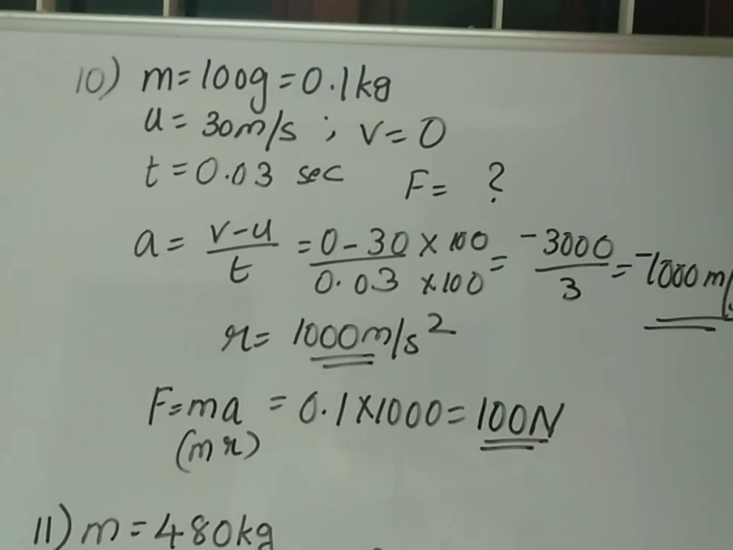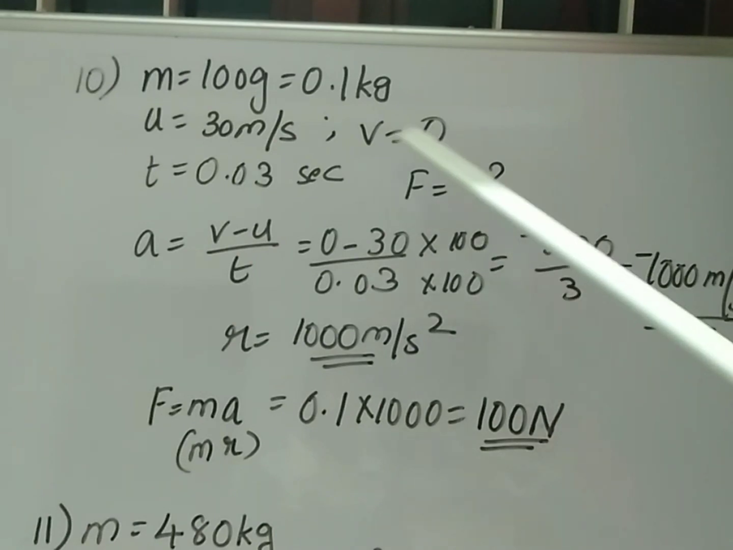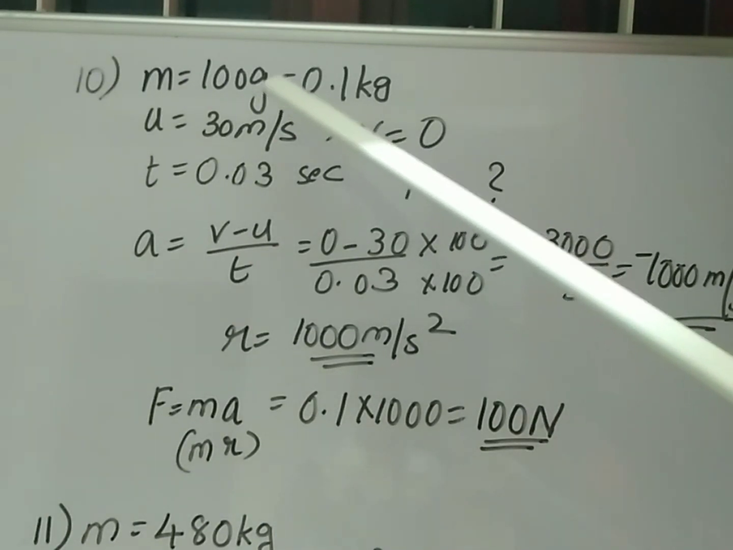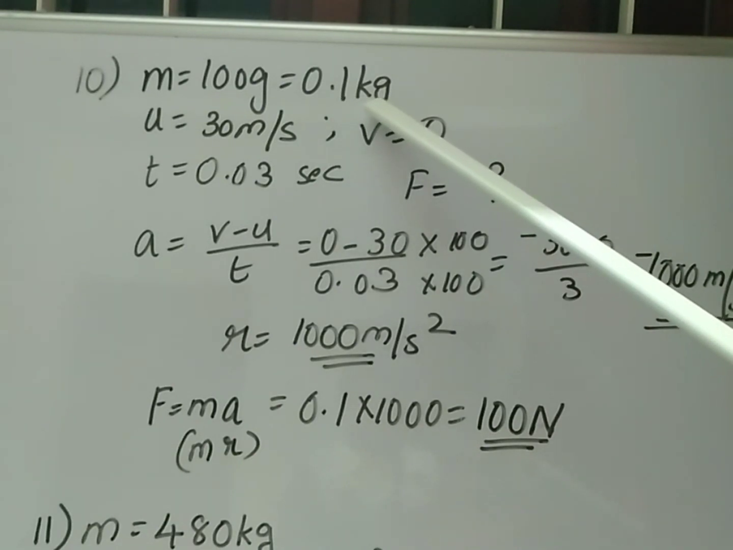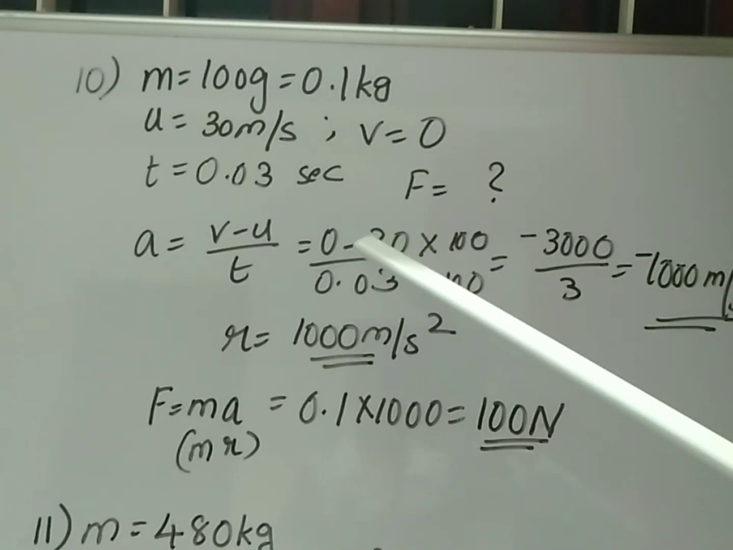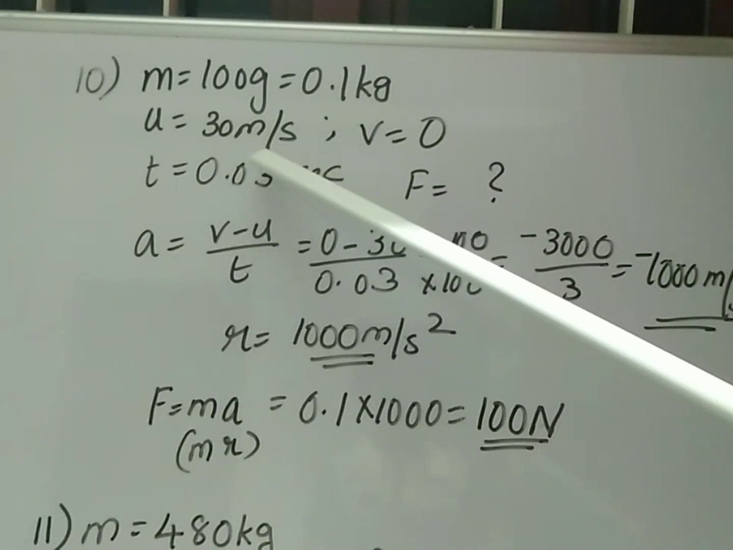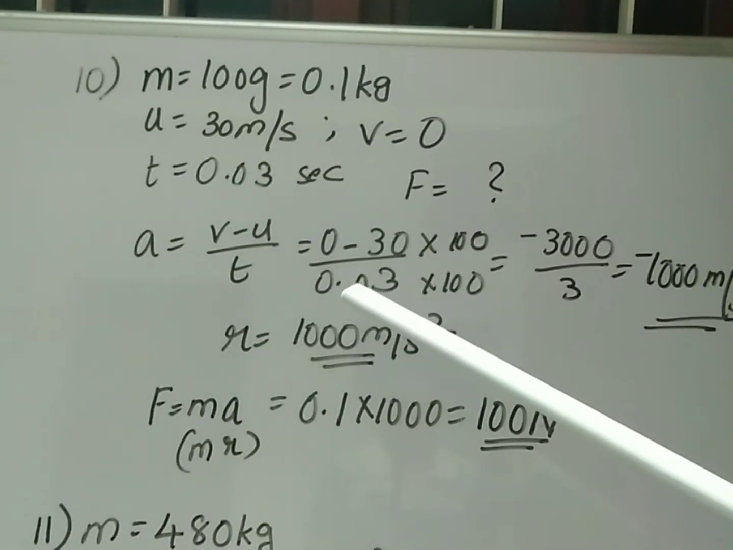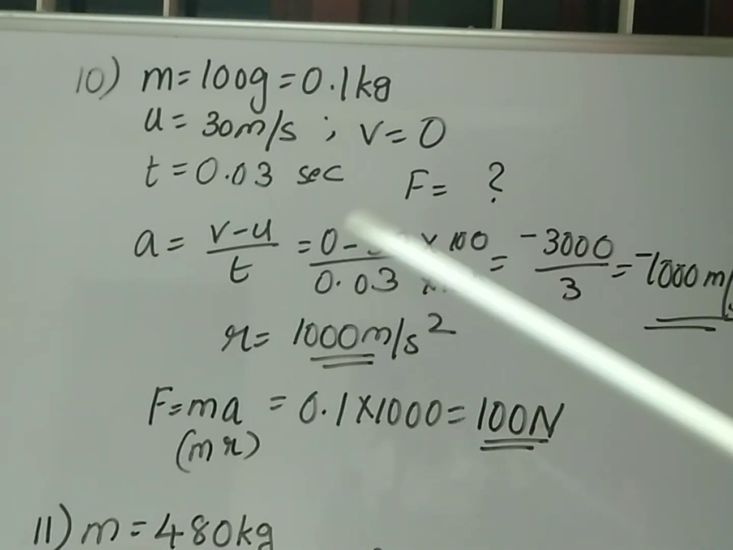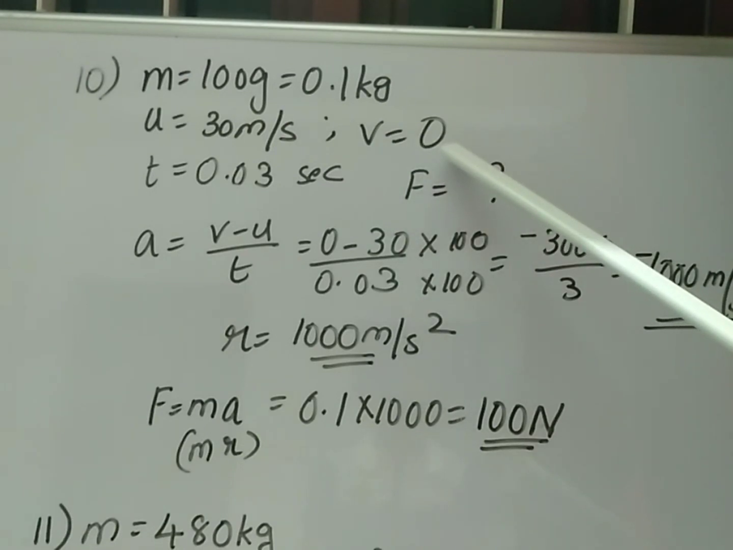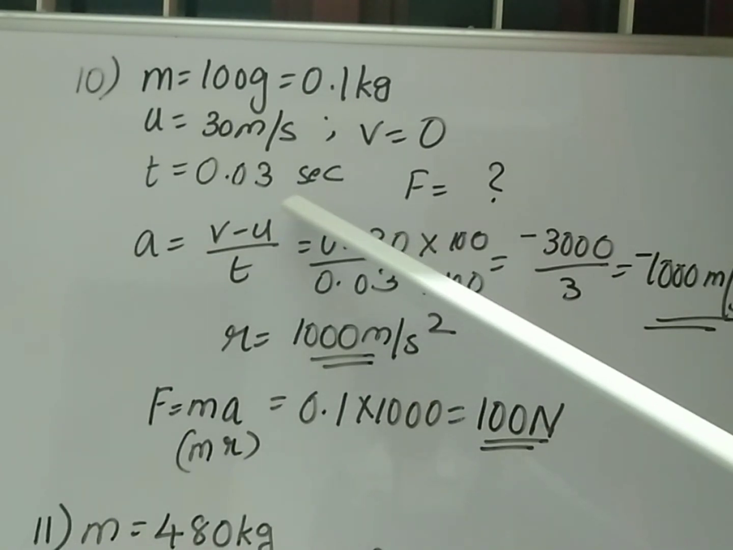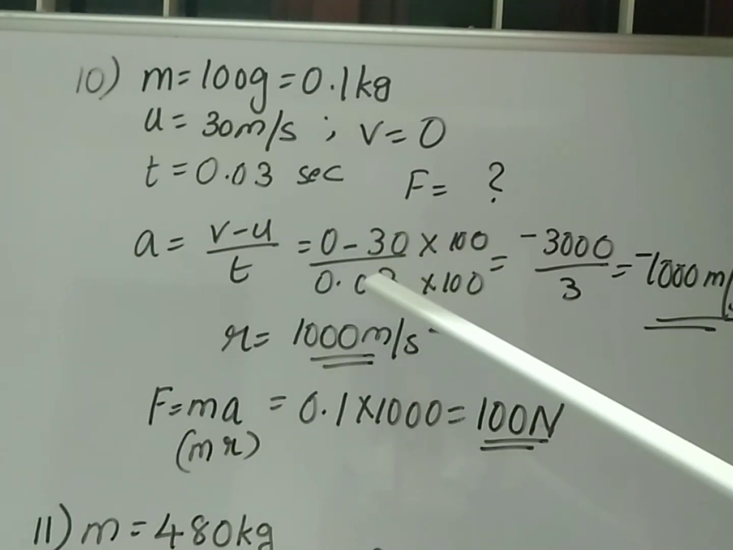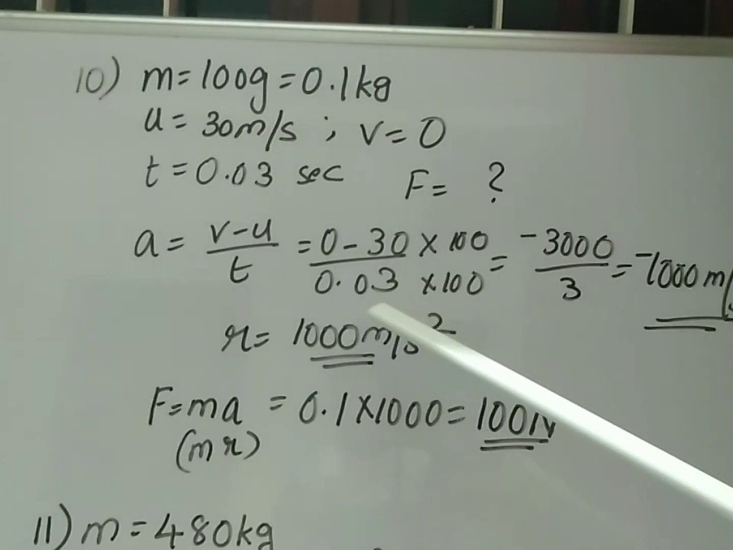Question number 10. A cricket ball of mass 100 gram. Mass is given 100 gram, convert to kilogram. 100 by 1000 you will get 0.1 kg. Moving with a speed 30 meter per second. So initial velocity is given 30 meter per second. Is brought to rest. Rest means final velocity 0. By a player in 0.03 second. Time is given 0.03 second. Find the average force applied by the player.